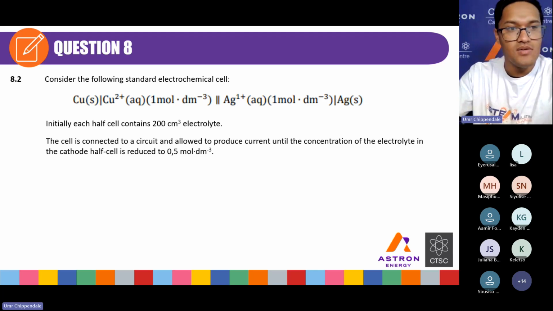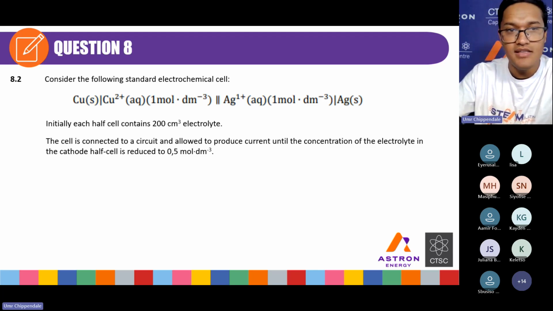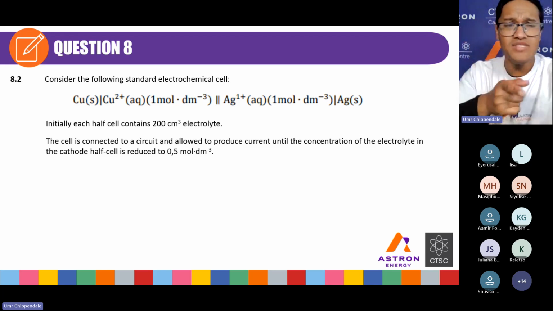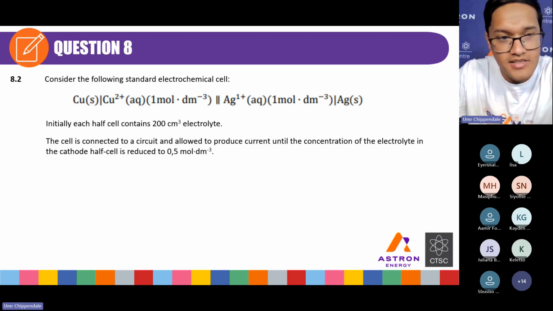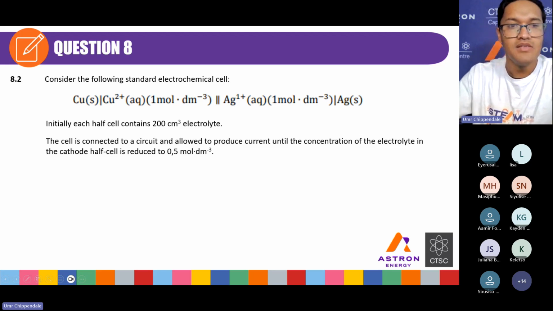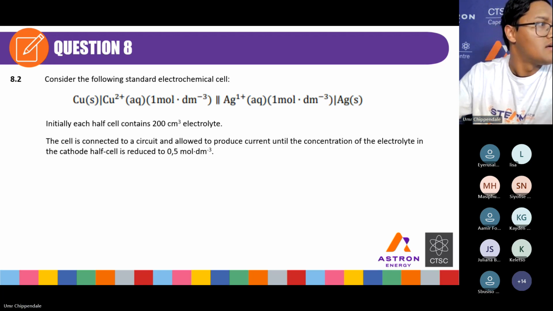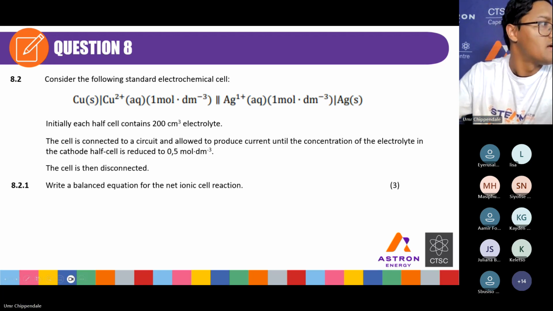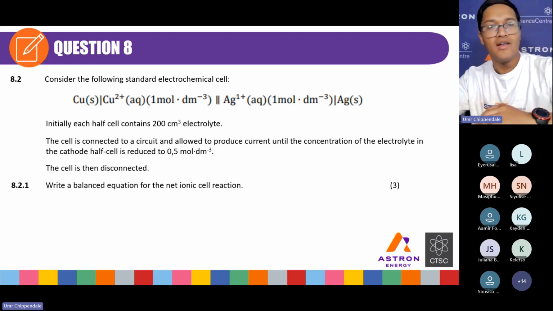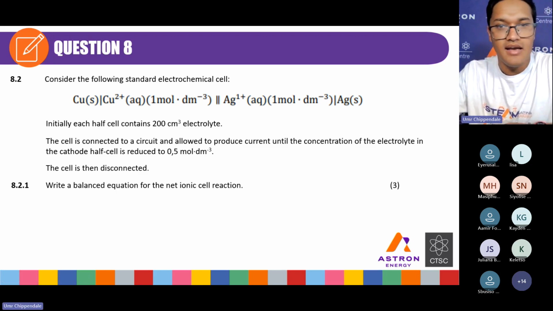The cell is connected to a circuit and allowed to produce current until the concentration of the electrolyte in the cathode half cell is reduced to 0.5 moles per decimeter cubed. There we see we have decimeter cubed already. So that means we will need to convert our initial amount also into decimeter cubed. Then as stated, the cell is then disconnected. Write a balanced equation for the net ionic cell reaction.